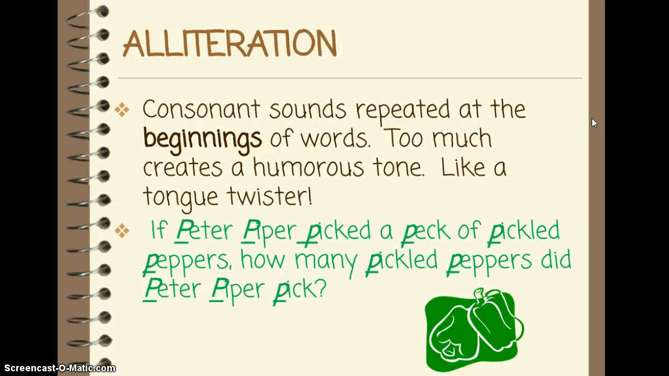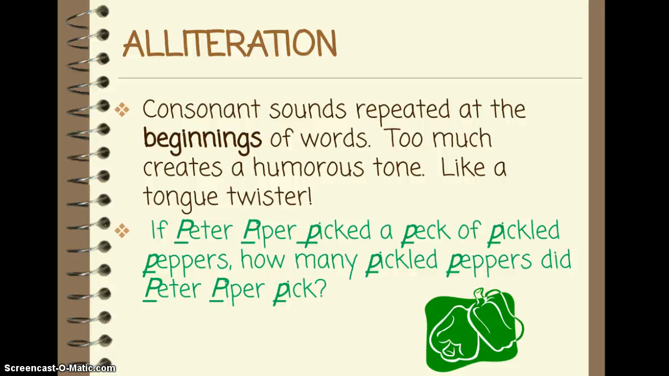Alliteration is when consonant sounds are repeated at the beginning of words. When we use a lot of alliteration, it creates a humorous tone, kind of like a tongue twister, like this example down here: Peter Piper picked a peck of pickled peppers, how many pickled peppers did Peter Piper pick? Okay, so that repetition of the P sound, that's alliteration. Alliteration could even just be two words. It could be Rachel ran. Because of that repeated R sound, that's alliteration.